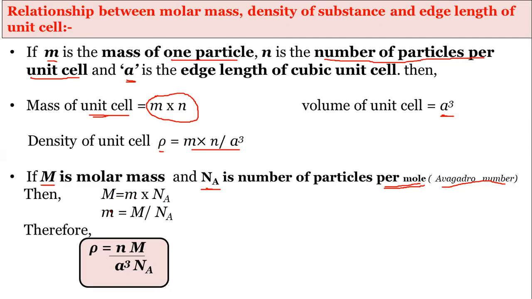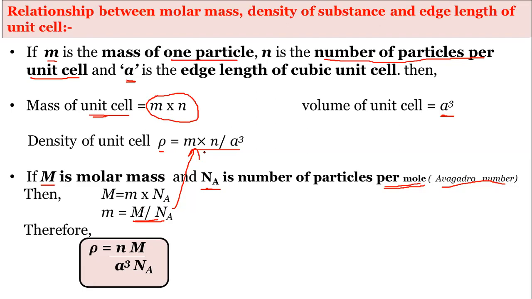So small m is equal to M divided by Na. This is the mathematical steps. Small m is equal to molar mass divided by Na. So we can put this value, mass is equal to M divided by Na, in this above equation. So density is equal to n into m, n is already there, and m means this.